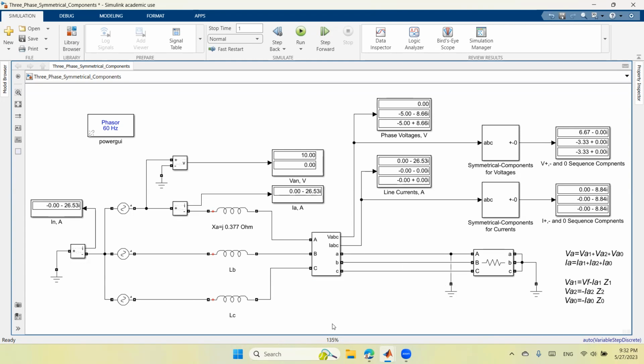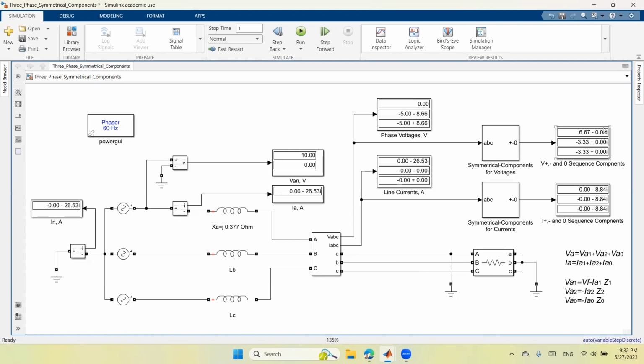So a single line to ground fault goes like this. Okay. Now, if the voltage at phase A is equal to 0, then according to this formula, the sum of all symmetrical components should be equal to 0. So let's do the sum.